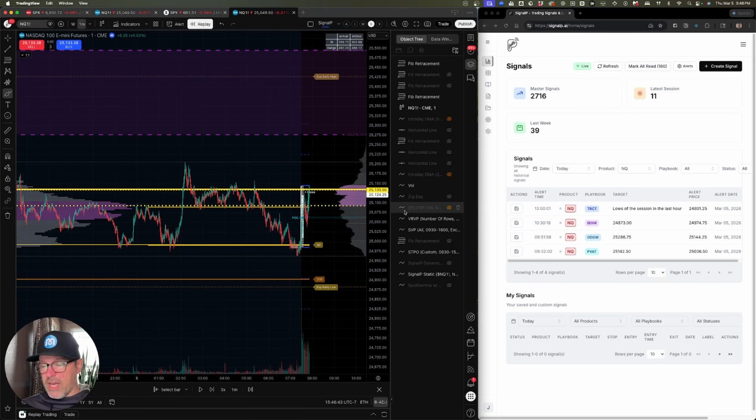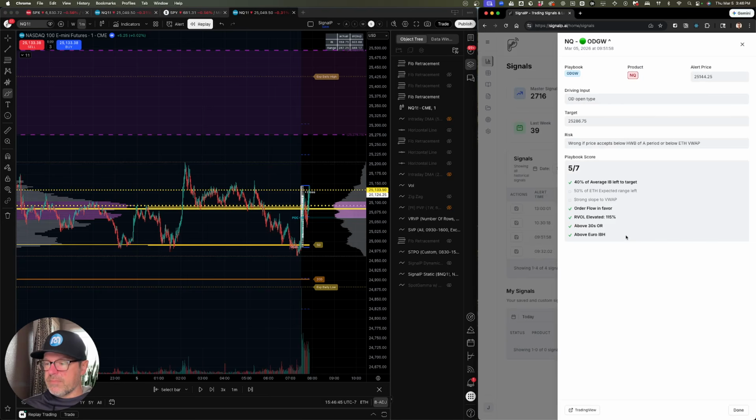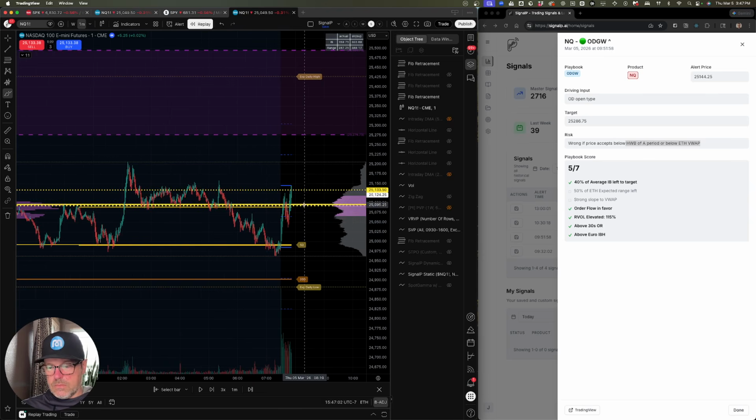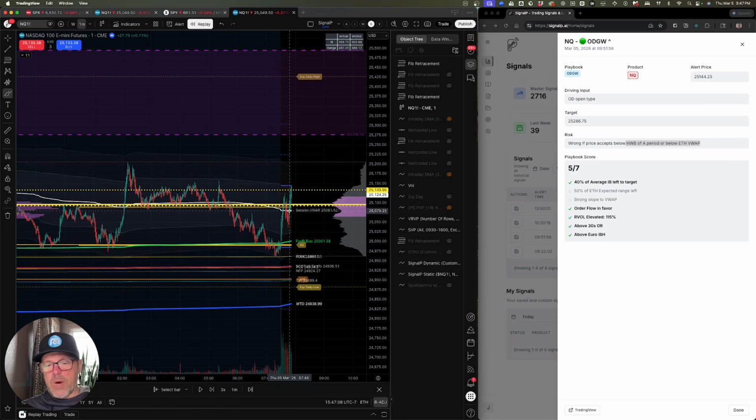So as long as, let's just look at this signal. Got a pretty good score. We'd be wrong if we go through halfway back of a period or below the VWAP. So let's add a couple other pieces in here. We're going to look at some dynamic references so we can see where that VWAP is. All right, so here's the session VWAP.